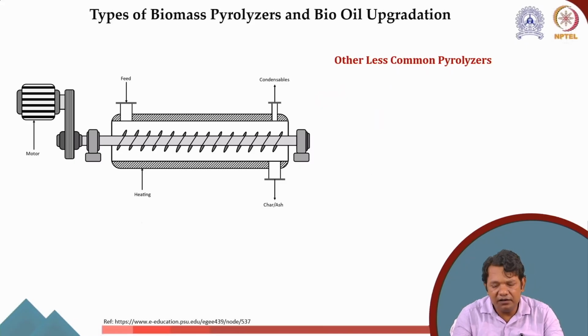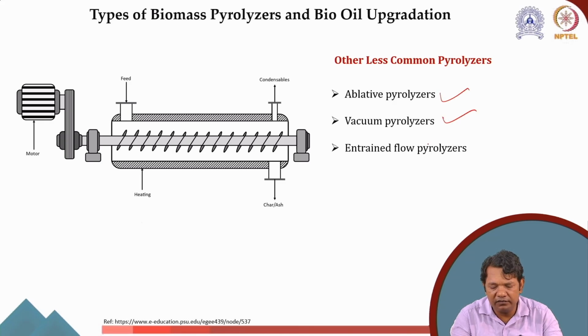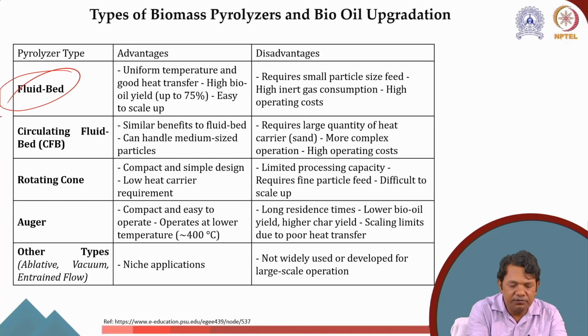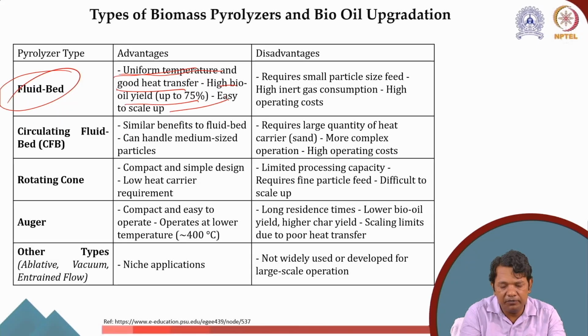The other types of common pyrolyzers are ablative pyrolyzers, as I said, vacuum pyrolyzers, entrained flow pyrolyzers, etc. So, if I make a typical comparison of all kinds of pyrolyzers that we have. In the fluidized bed, uniform temperature is important, that is to be noted. So that causes good heat transfer. Higher bio oil yield up to 75%, easy to scale up, but it requires a small particle size that increases the operating cost. High inert gas consumption, high operating cost.